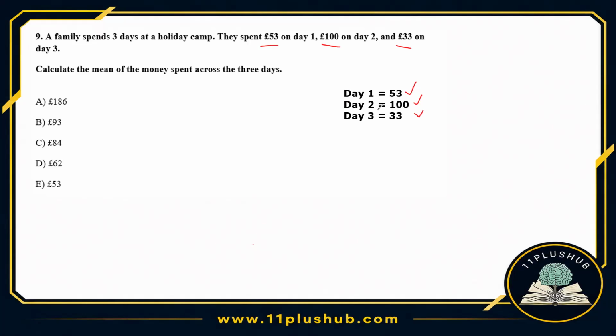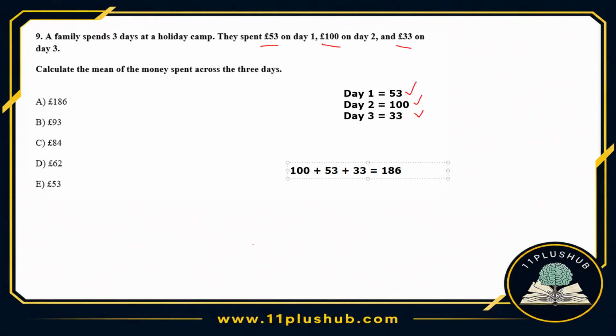All right, so how do we find the mean of data? What do we do with these numbers? Now, the mean is an average. We're trying to figure out what value best represents those 3 numbers over the 3 days. And the way we do that is by adding them all together, step 1. So we need to do 100 plus 53 plus 33. And that gives us 186.